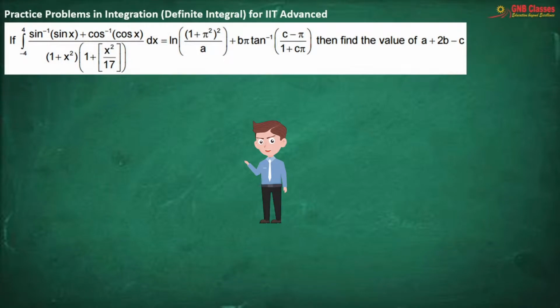If the integral from -4 to 4 of [sin⁻¹(sin x) + cos⁻¹(cos x)] divided by (1 + x²), times [1 + the greatest integer function of (x²/17)], dx, equals ln((1 + π²)²/a) + bπ(tan⁻¹ c − π)/(1 + cπ), then find the value of a + 2b − c.